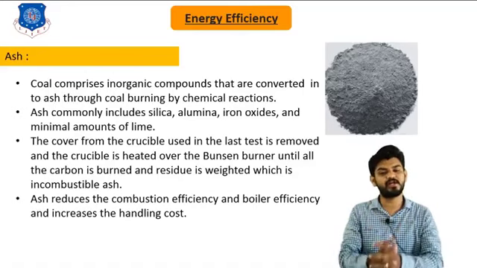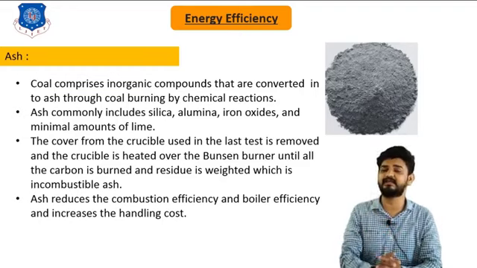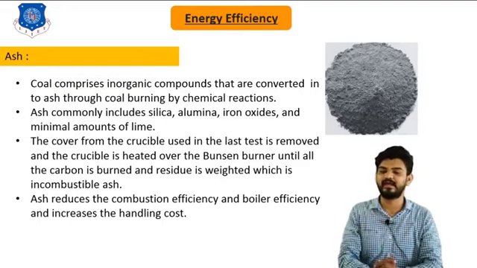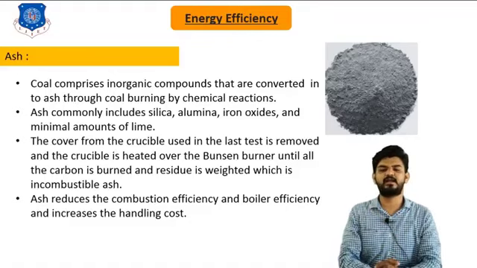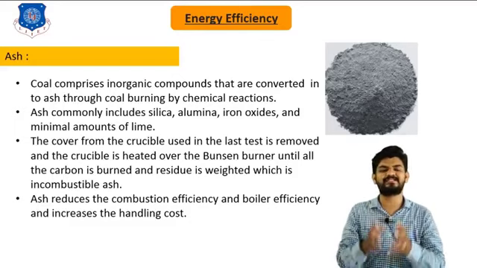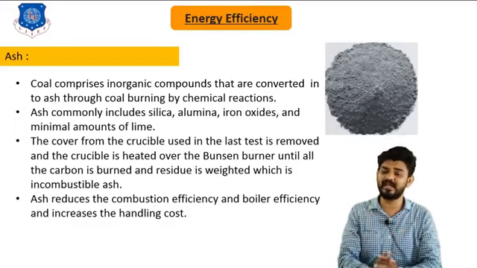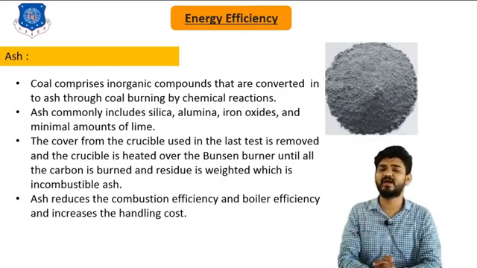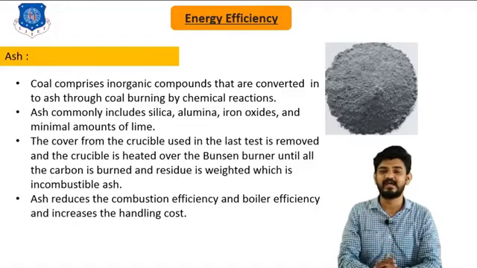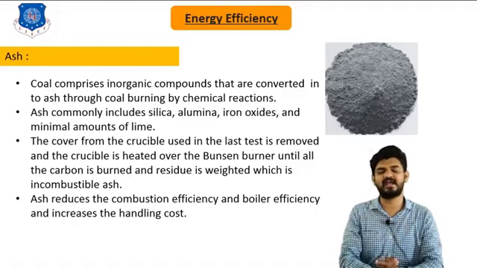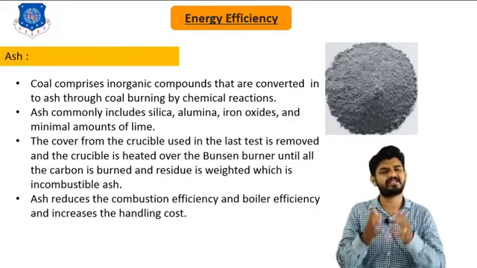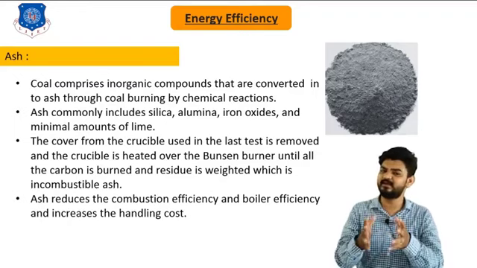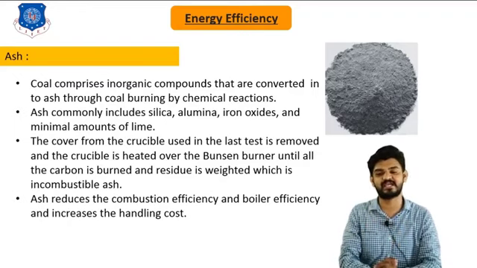The cover from the crucible used in the last stage, that is volatile matter, is now removed and the crucible is heated in a Bunsen burner until all the carbon is burned and the residue is weighed, which is nothing but incombustible ash. So we take the same sample that we used for the measurement of volatile matter and place it into the burner and allow all the carbon to get oxidized or burned. The residue left is nothing but the incombustible material, and that is known as the ash.